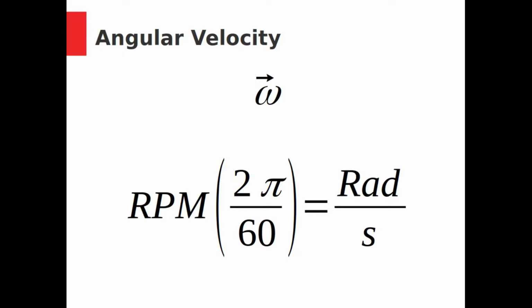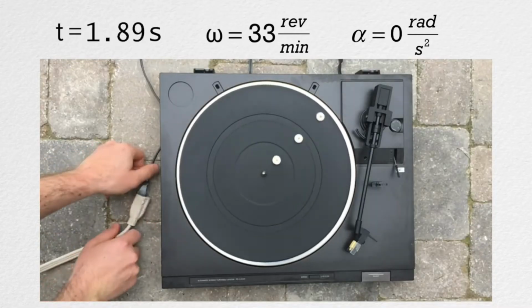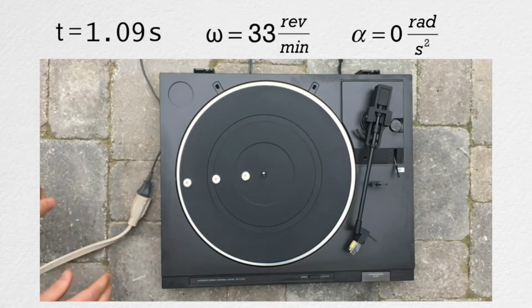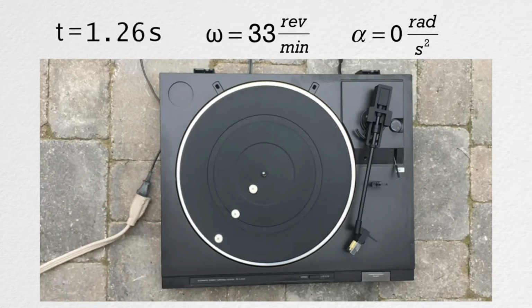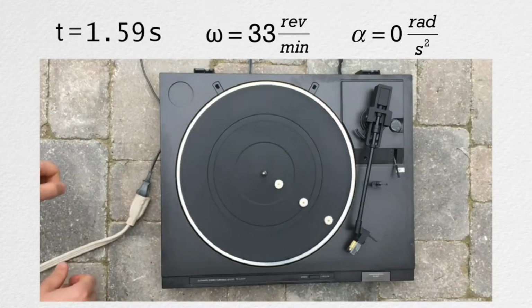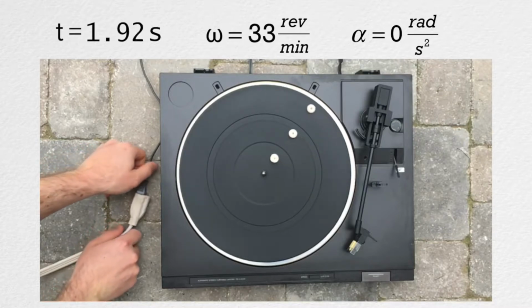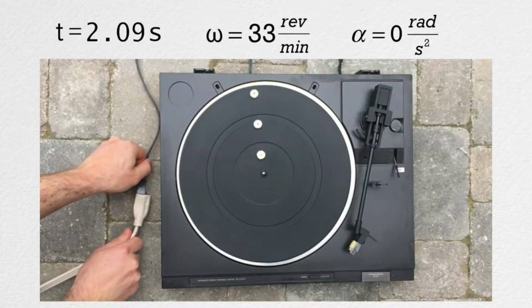Just like angular displacement, angular velocity is a vector. An object can rotate counterclockwise, which we symbolize as positive, or clockwise, which we symbolize as negative. These stickers take 1.3 seconds to complete one rotation. One rotation is 2 pi radians, so the angular velocity of these stickers is 4.83 radians per second. And since it's counterclockwise, the angular velocity is positive.